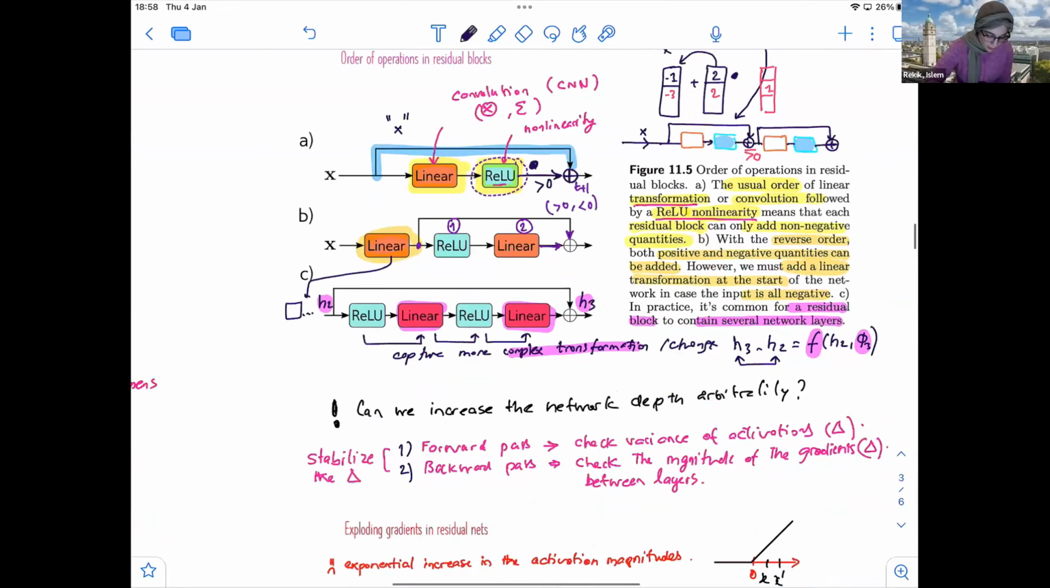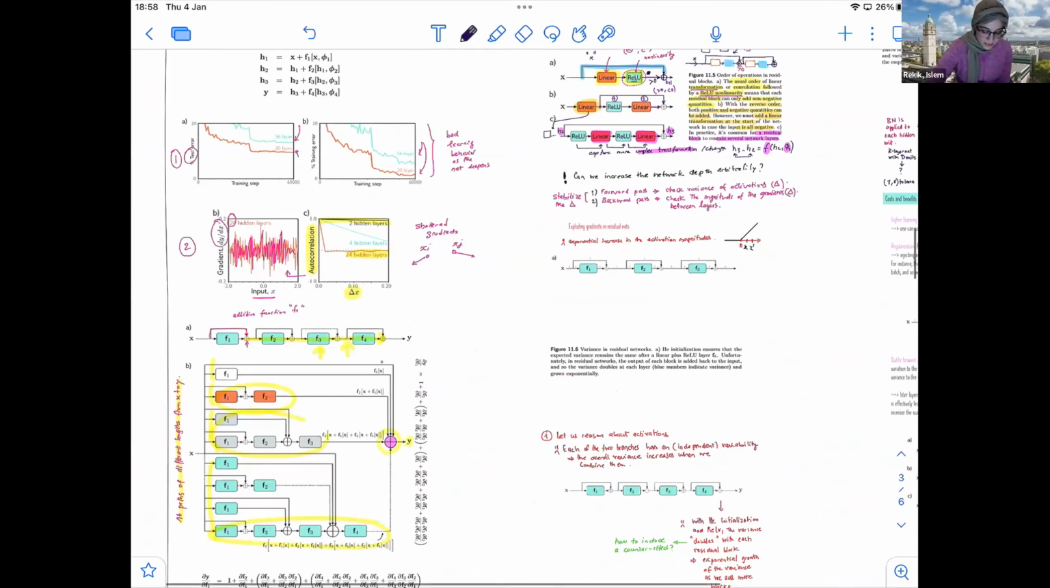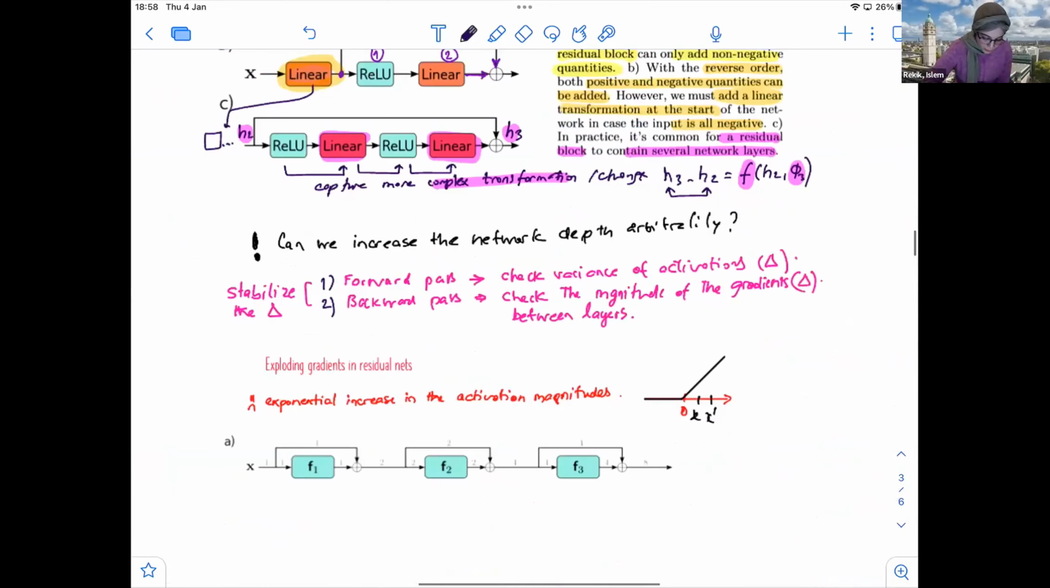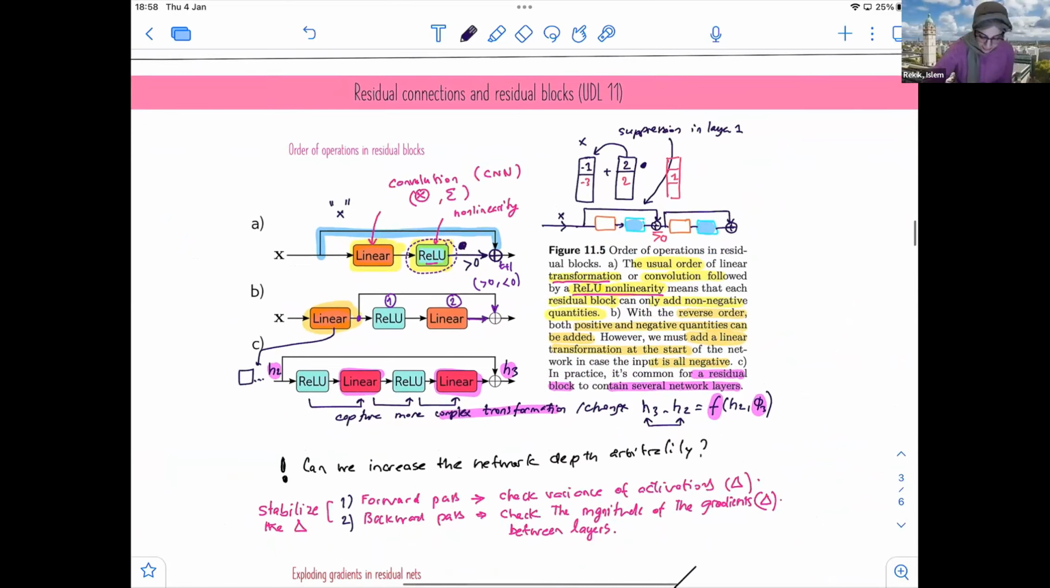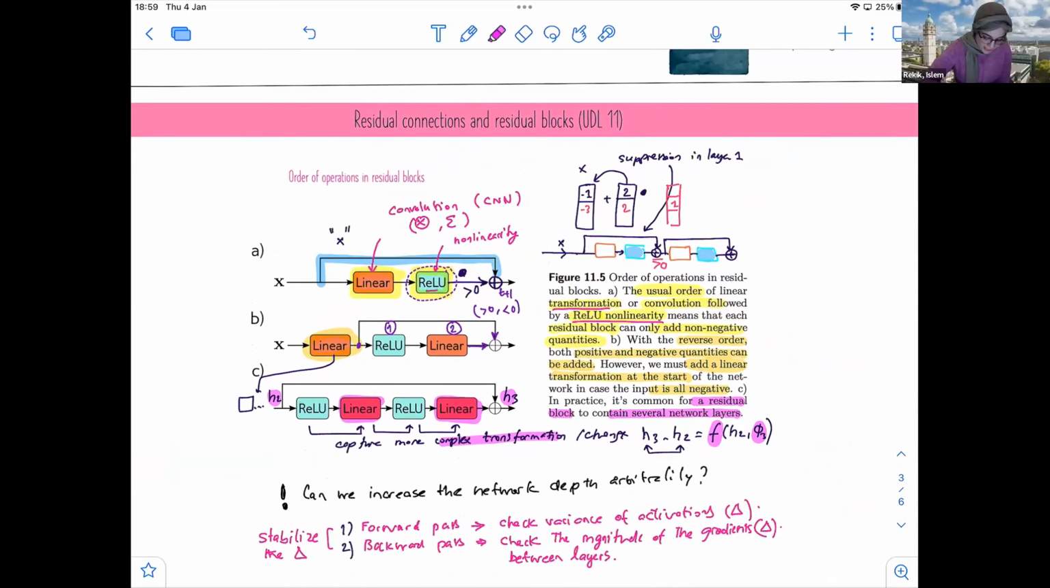Next, let's go back to the problem of shattered gradients, the problem of the deep network. What we have noticed is that the residual network, in its current design, may not solve the problem of depth. So the question we're asking is: can we increase the network depth arbitrarily? Arbitrarily means randomly, so we can make this network go deeper and deeper and deeper, right? The question here is very valid, so let's try to answer that.